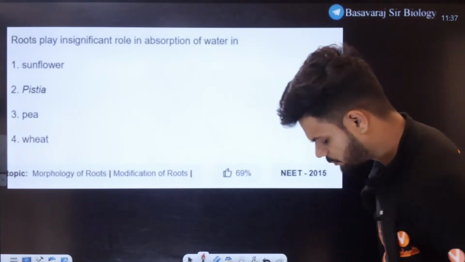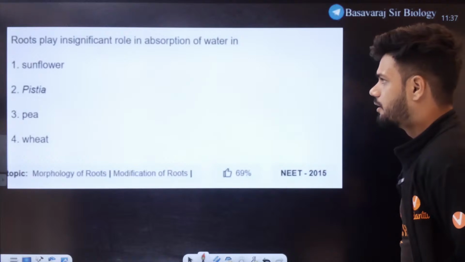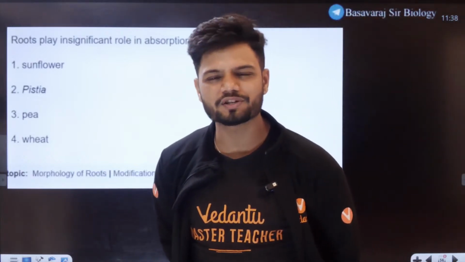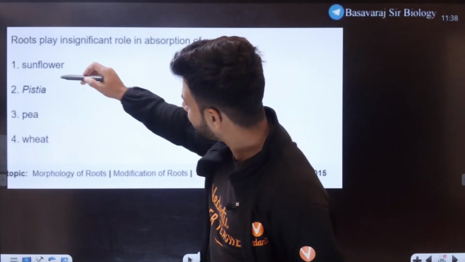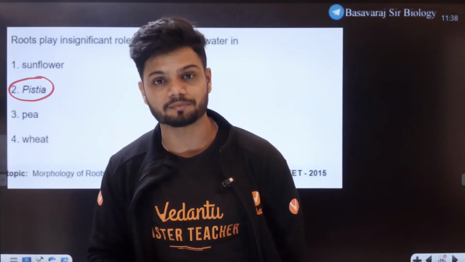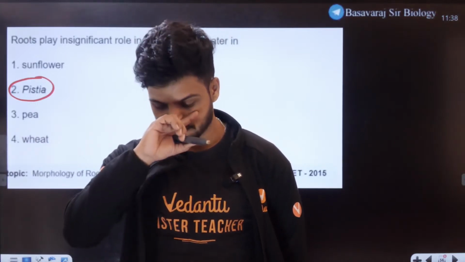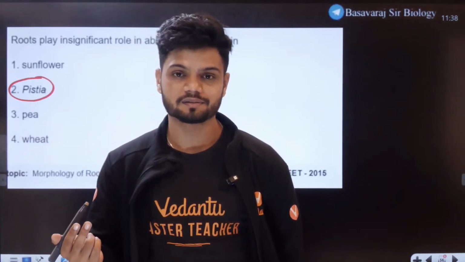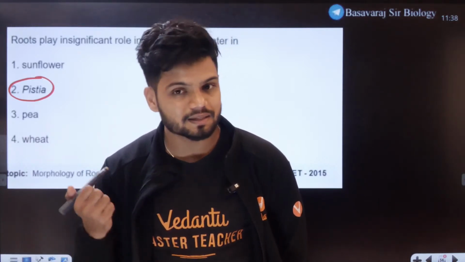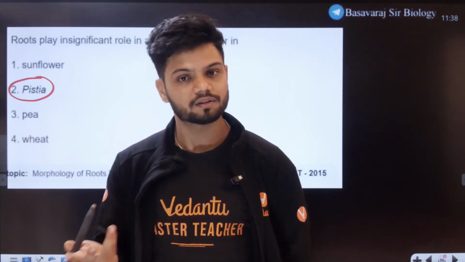Quickly, I'll give you just 10 seconds to answer this question. Roots play an insignificant role. It means that roots do not have a major role here. The answer is Pistia. You'll ask me why, sir? Because students, Pistia is an aquatic plant. It has offsets. It doesn't need absorption, right? Doesn't need absorption.